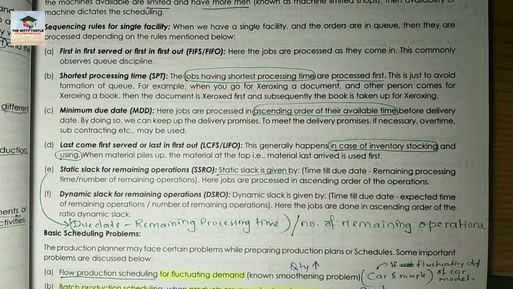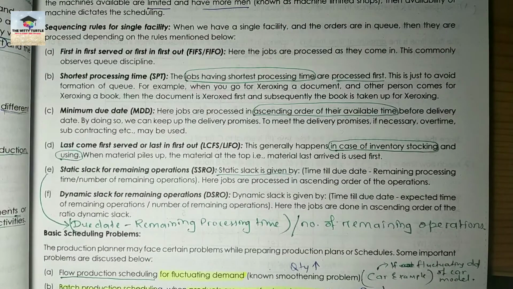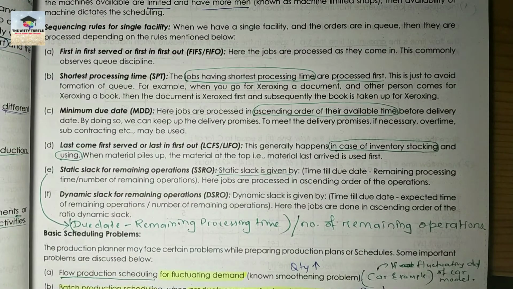In the last class, we studied the unit scheduling system, and today we are going to start with sequencing rules for single facility and basic scheduling problems. Apart from that, we will also complete the illustration, that is illustration number 6 of scheduling.